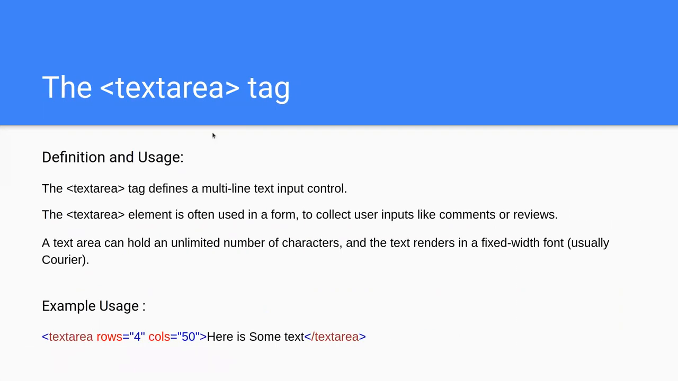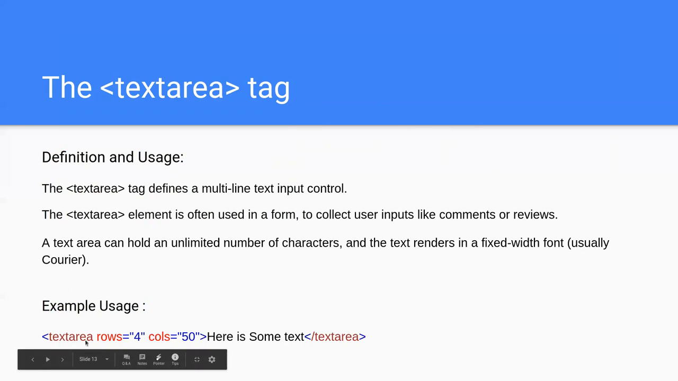Next, we have the text area tag. The text area tag defines a multi-line text input control. It means that you will get a text area in which you can type your paragraphs, and those can be used with JS to, let's say, fill a form or change the website depending upon the text area. The example usage of text area is like this.